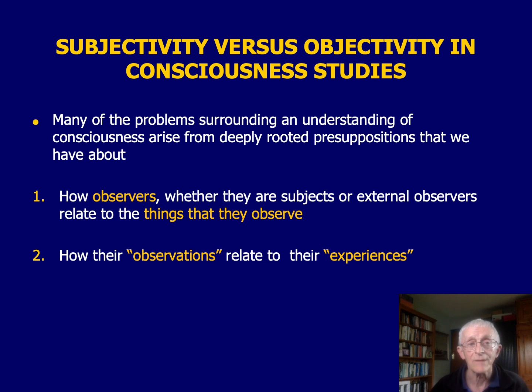And to begin with, we're going to deal with something that's very basic. How does subjectivity relate to objectivity in consciousness studies? And I'm going to suggest something very challenging, which is that many of the problems which surround an understanding of consciousness have to do with deeply rooted but false presuppositions that we tend to have about how we as observers, whether we're just subjects or acting as external observers, relate to the things that we observe. And secondly, how in general observations relate to what we think of as experiences.